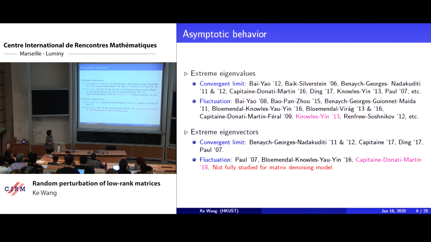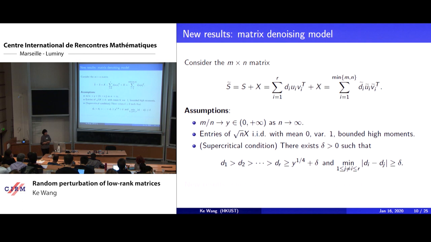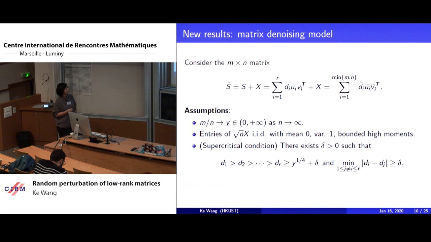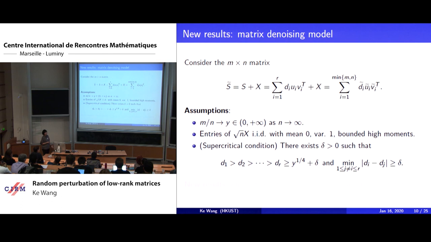So let me show you what we have done here. We are talking about this matrix denoising model S_theta equals S plus X. The SVD of S is given in terms of d_i, u_i, v_i transpose, and similarly S_theta is written in terms of d_i(theta), u_i(theta), v_i(theta). Under these assumptions, first, the aspect ratio m over n converges to a nonzero finite number y as n goes to infinity. Further, for the random noise matrix X, we assume that the entries of sqrt(n) X are i.i.d. random variables with mean 0, variance 1, and bounded high moments. The scaling sqrt(n) is to make sure the singular values of S are of constant order.